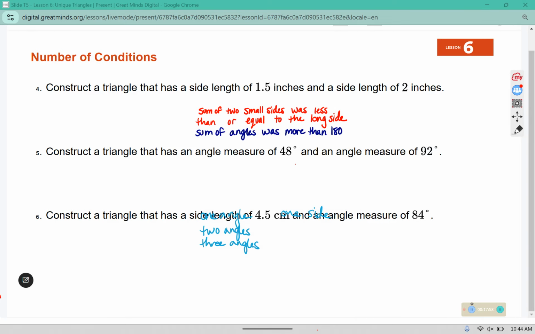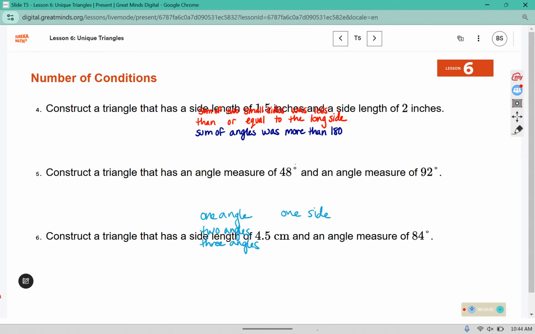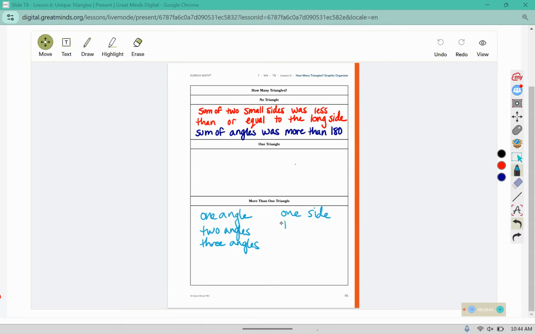Back here in problems 4, 5, and 6, we had 2 side lengths, 2 angles, and a side length and an angle. Can you think of any other situations where we could create more than 1, or where we would get exactly 1 possible outcome? Add those to your graphic organizer.